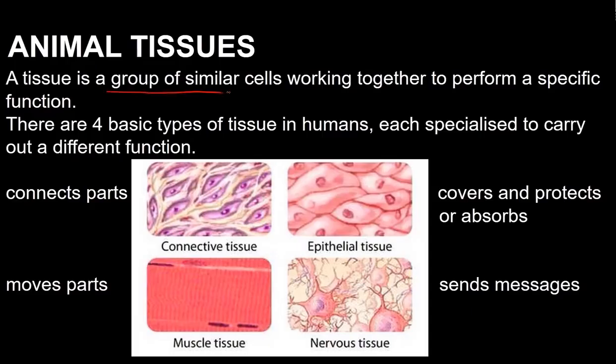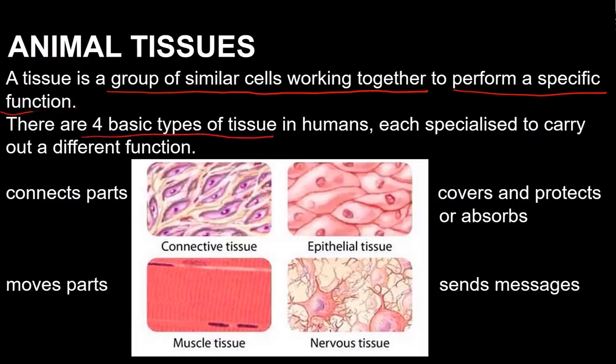First of all, you need to remember what is a tissue. A group of similar cells working together to perform a specific function. And the cells would all be specialized or differentiated, so their structure would make them very efficient at carrying out that particular function. And that is why all the tissues look different.